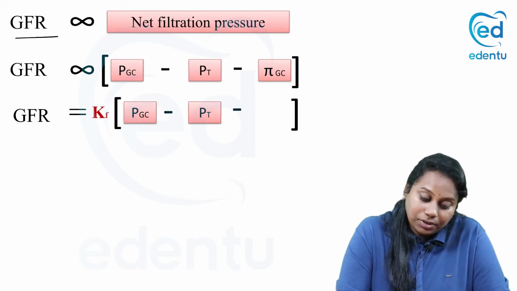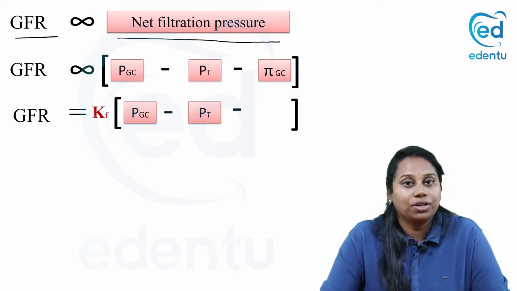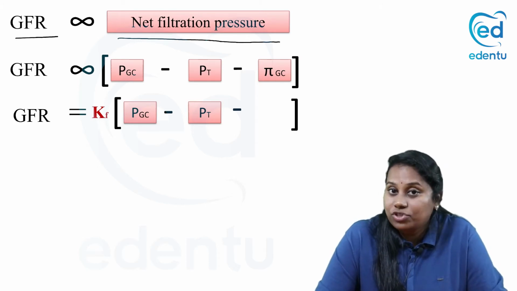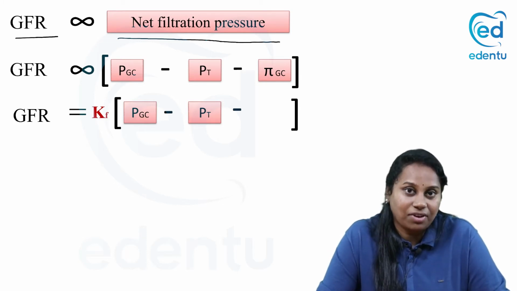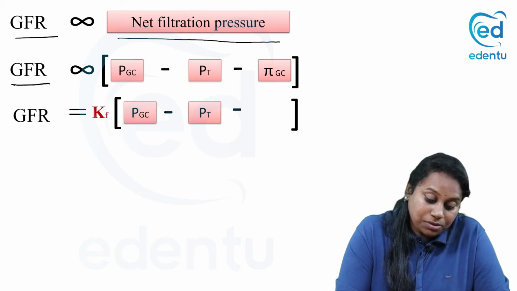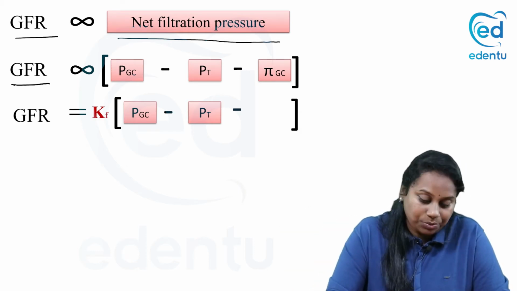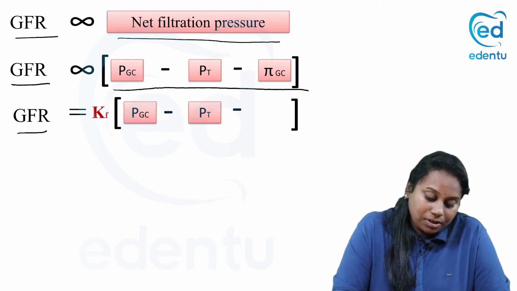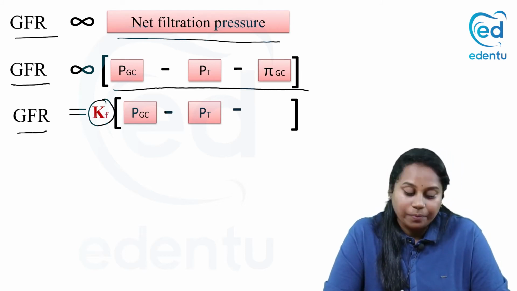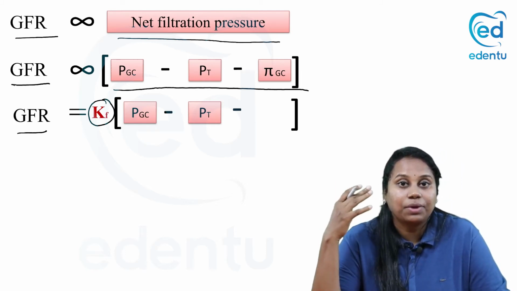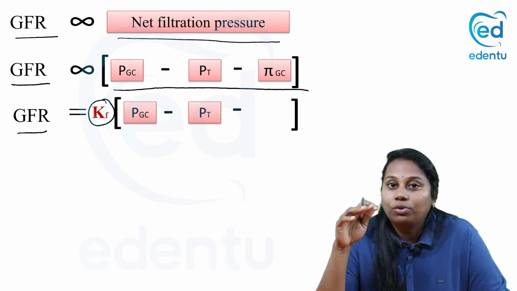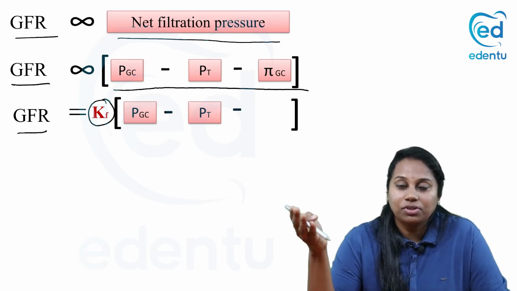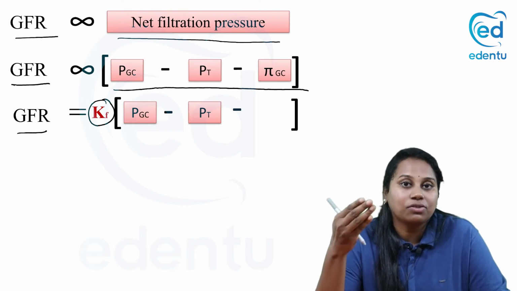So you know that glomerular filtration rate is directly proportional to the net filtration pressure. What does it mean? If the net filtration pressure is more, you will have more GFR. If net filtration pressure is less, GFR will be less. So let's substitute the formula for net filtration pressure here. PGC minus PT minus pi GC. What is this KF? How did it come? See, can you remember your physics and maths in your school days? Whenever you want to remove the proportionality sign, what do we do? We try to introduce a constant. So when you want to change a proportionality sign into equal to, we introduce a constant.